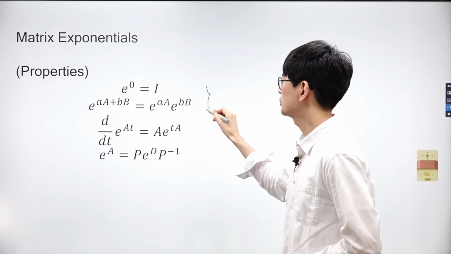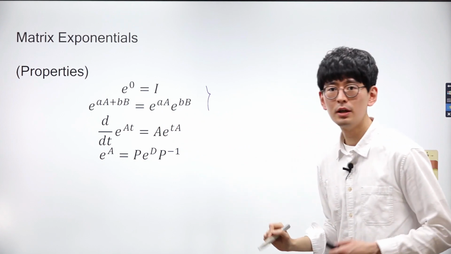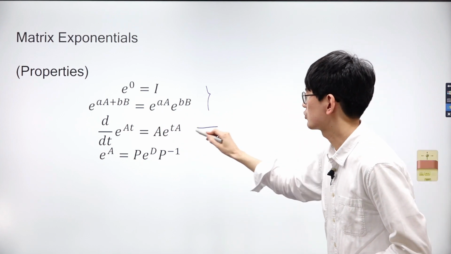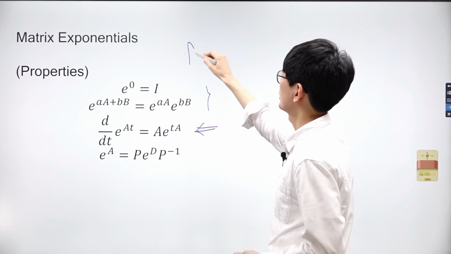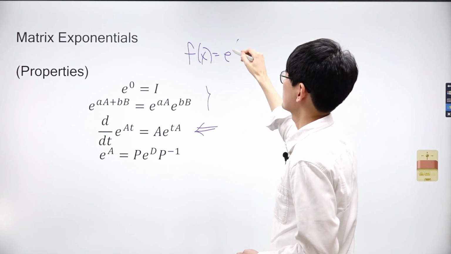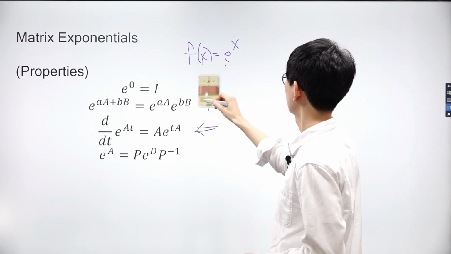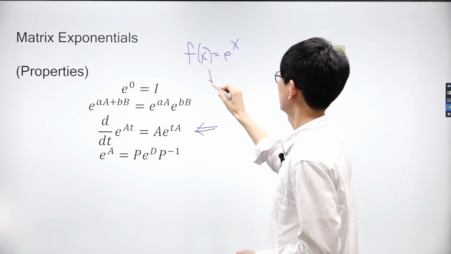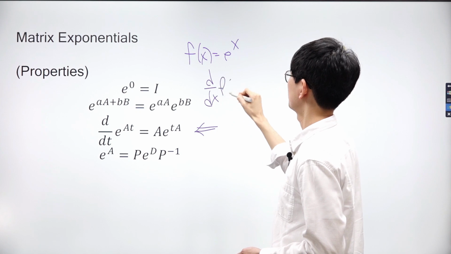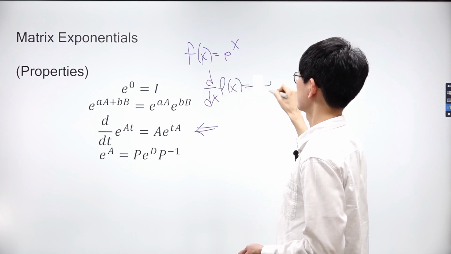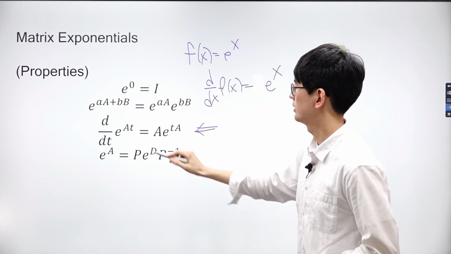The first two properties are similar to the properties of scalar exponentials. However, the third property is especially important. Suppose the function f of x is e to the x. Then the derivative of f of x is also e to the x. This property holds for matrices as well.